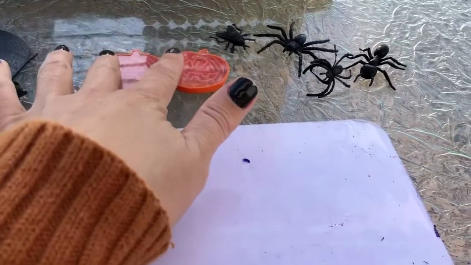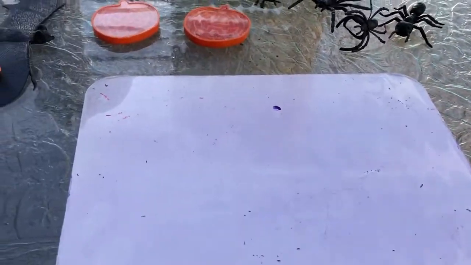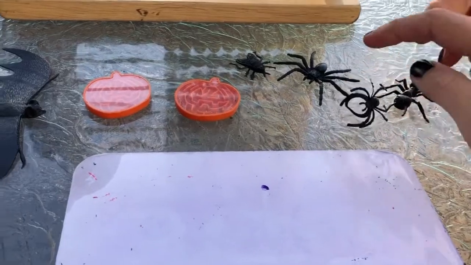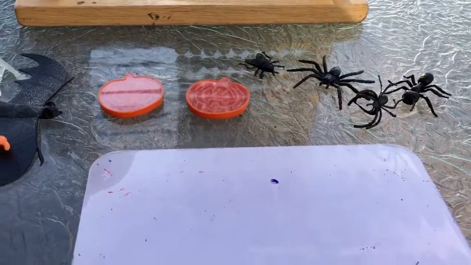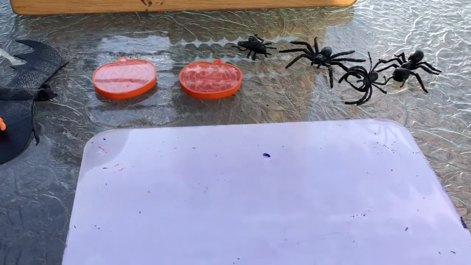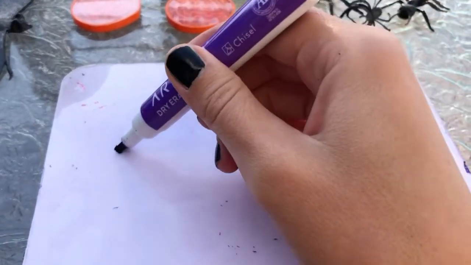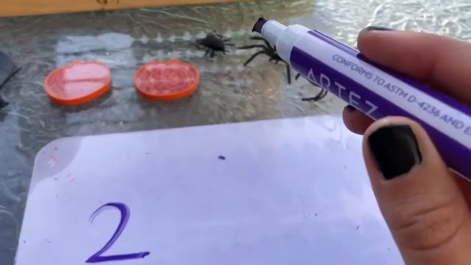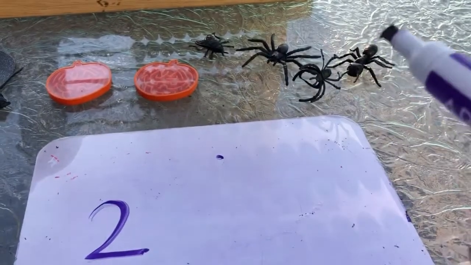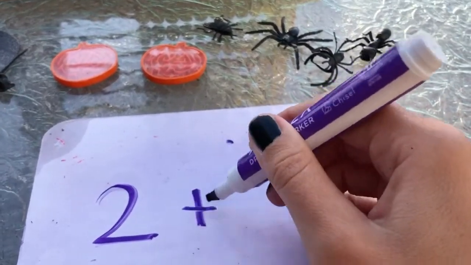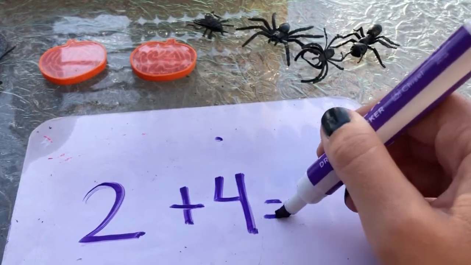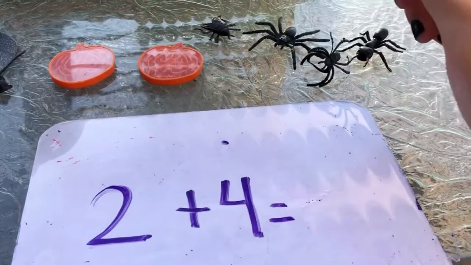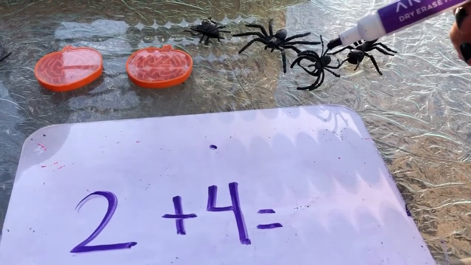Now I have 2 pumpkins and 1, 2, 3, 4 insects. How many in all do I have? 2. A part is 2, and another part is 1, 2, 3, 4. 2 plus 4 equals 1, 2, 3, 4, 5, 6.